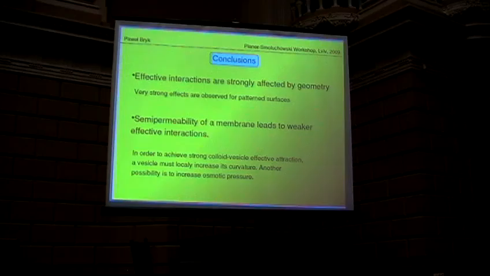And now, in order to achieve a stronger attraction between a colloidal particle and a vesicle, there are only two possible choices. One possible choice is that the local curvature of a vesicle must increase significantly, or another possibility is that the osmotic pressure must be significantly increased.